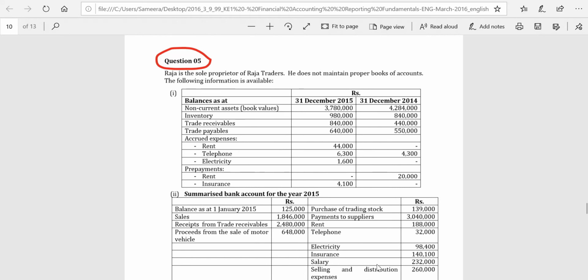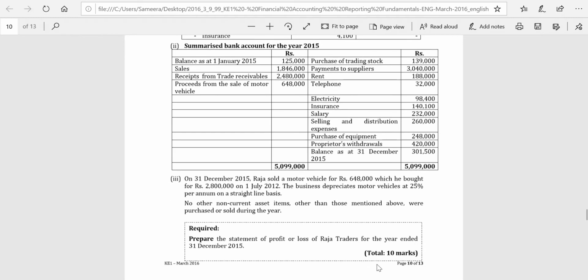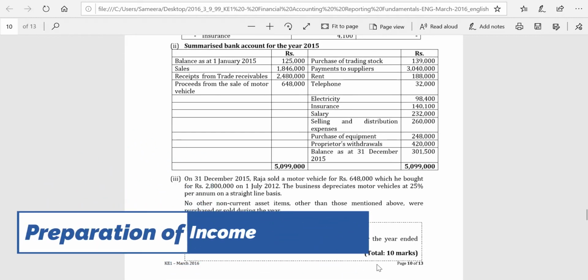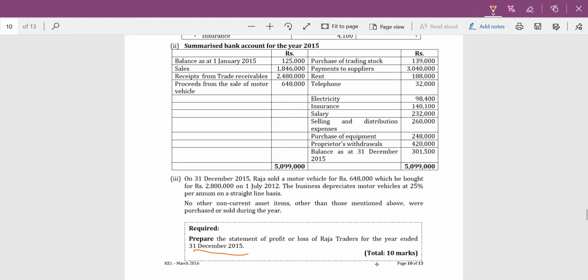If you analyze this question, this is all about preparation of a profit or loss account for Raj Traders for the year ended 31st December 2015. You are required to prepare a statement of profit or loss for Raj Traders, which carries 10 marks. Straight away I'll go to the calculation.